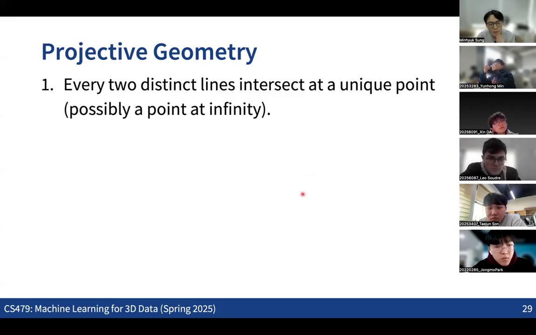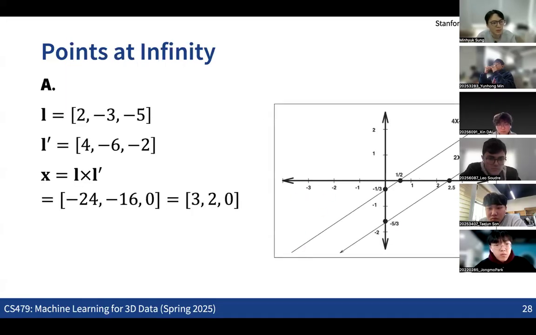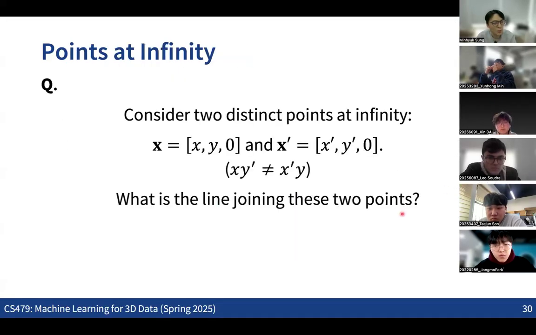Then the question might be: we have seen that two parallel lines meet at the point at infinity. So what if we have two distinct points at infinity? What would be the line connecting these two? Can you also calculate the line parameters joining these two points at infinity?